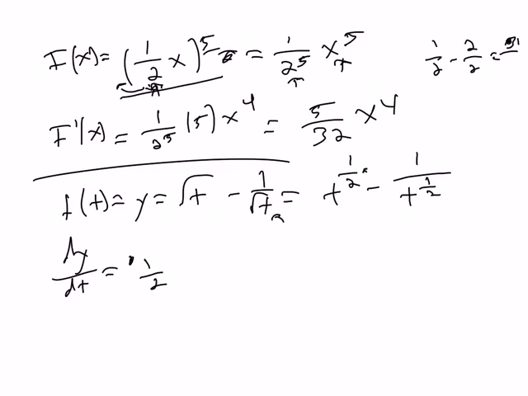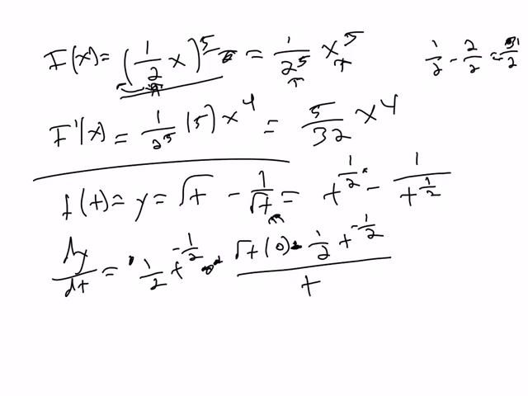So this is a half t to the negative a half minus, and over here we're going to use the quotient rule. So we have the square root of t times the derivative of 1, which is 0, minus, so this will become plus, then 1 times the derivative of the square root of t, which we already know is t to the negative a half, all divided by t squared.